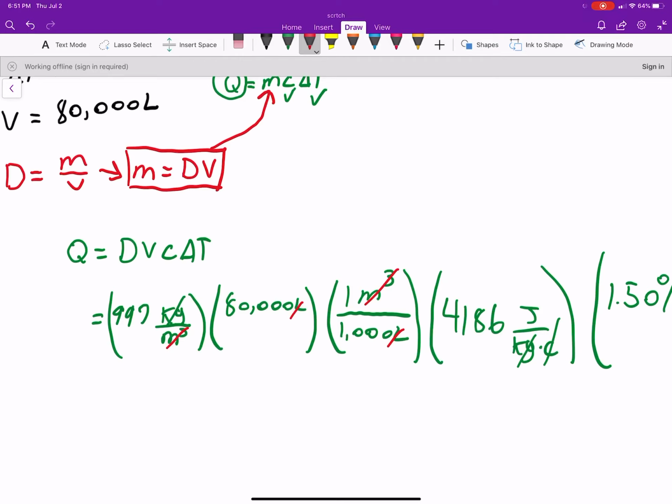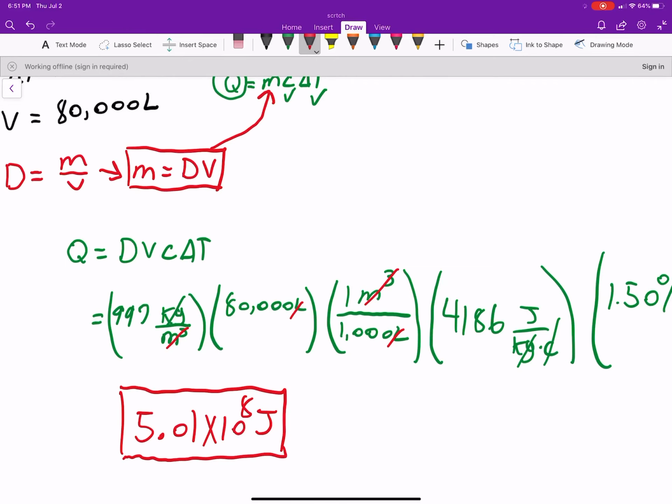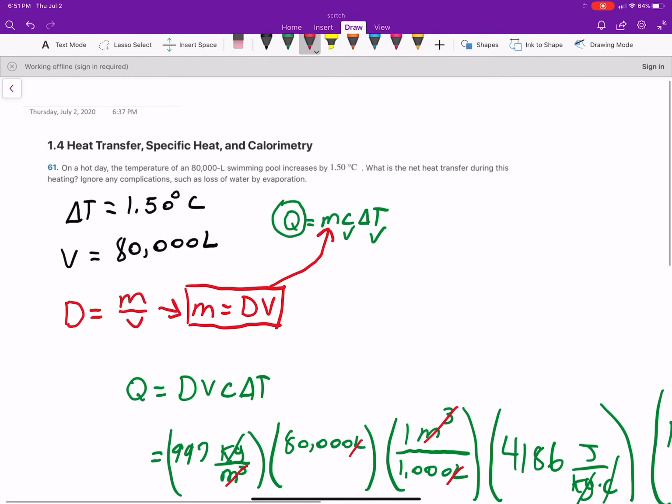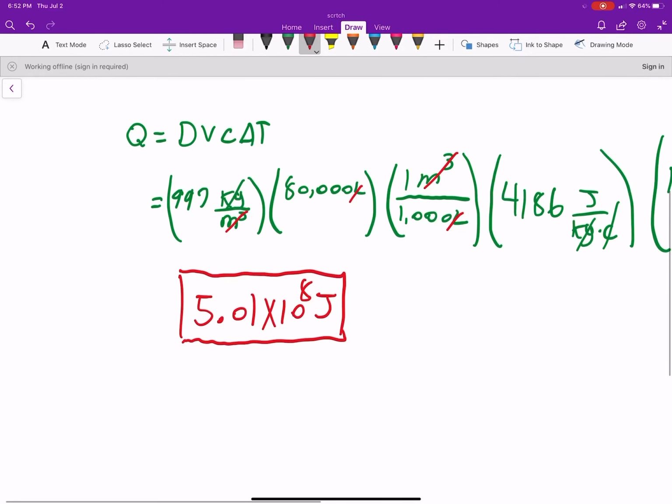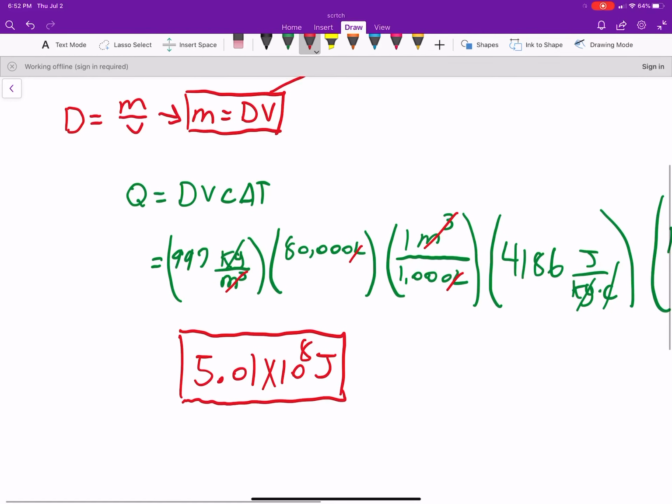Let's see. So it looks like we should get about 5.01 times 10 to the 8 joules. So over this hot day where the swimming pool changes its temperature by 1.50 degrees Celsius, this large pool sees this much heat transferred, which is, I don't know, it seems like a decent amount to me, but I don't really work with pools much.